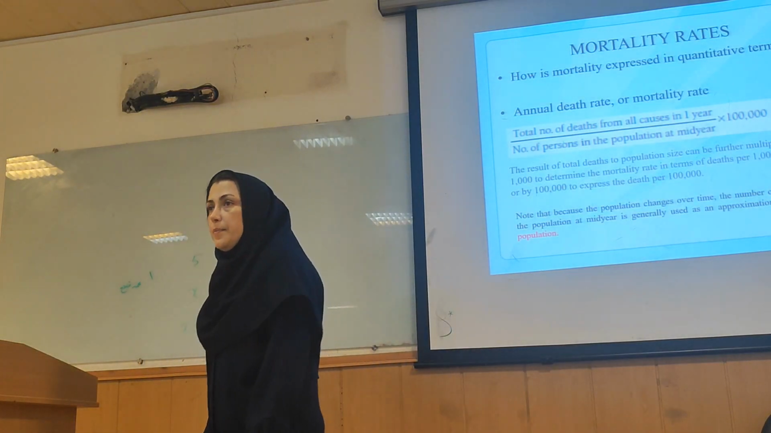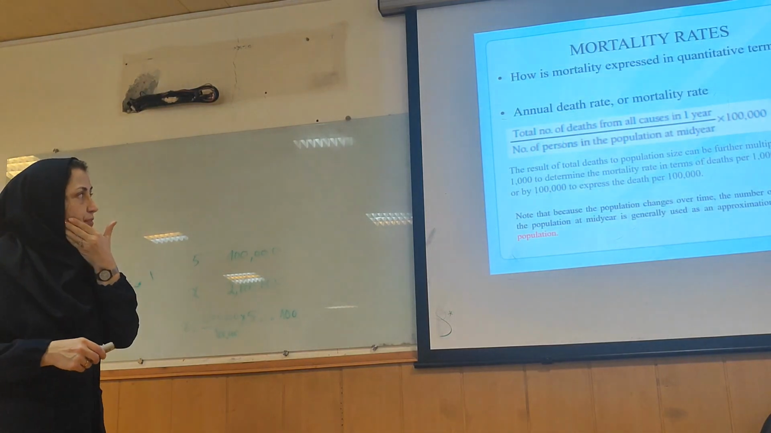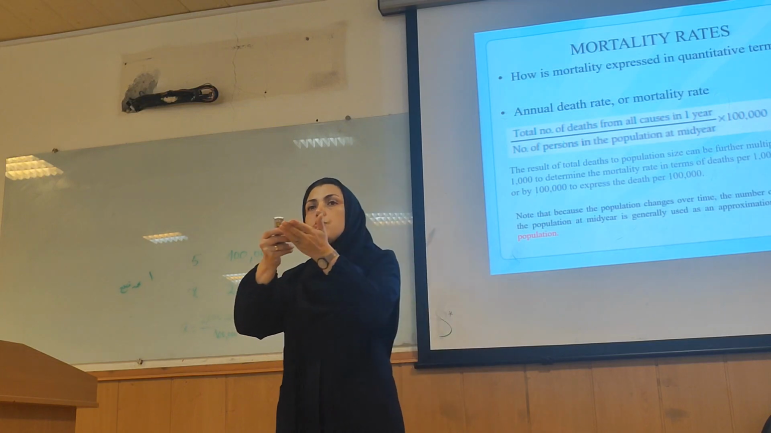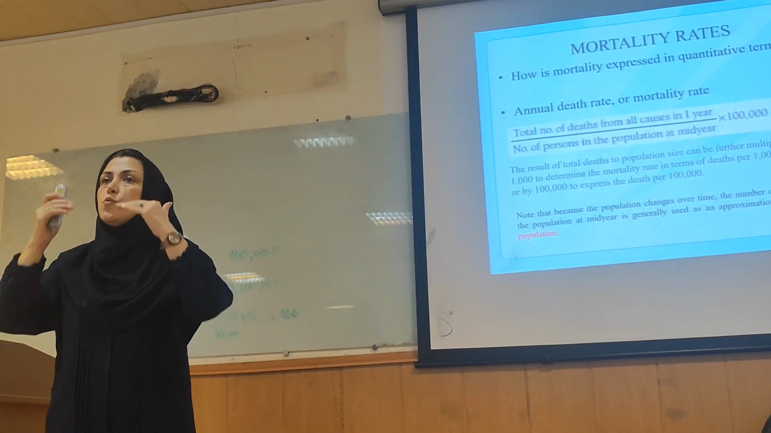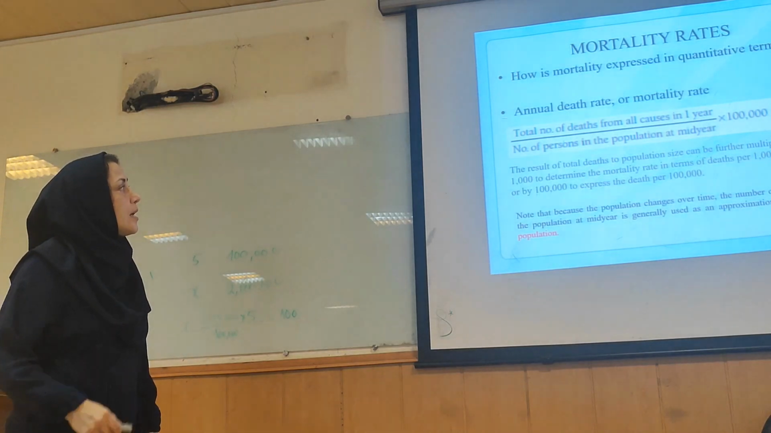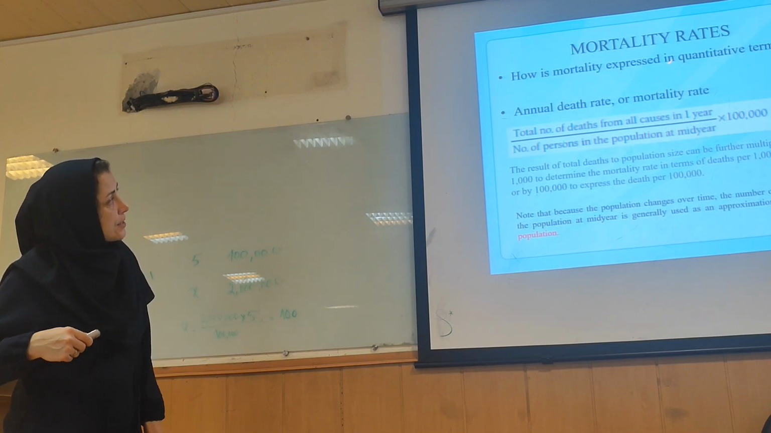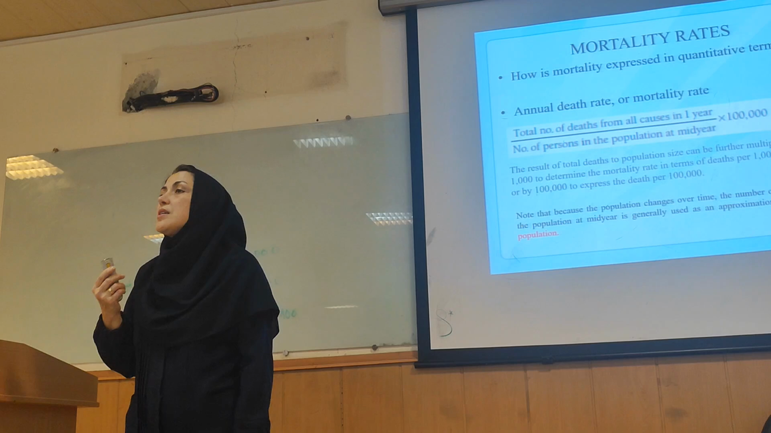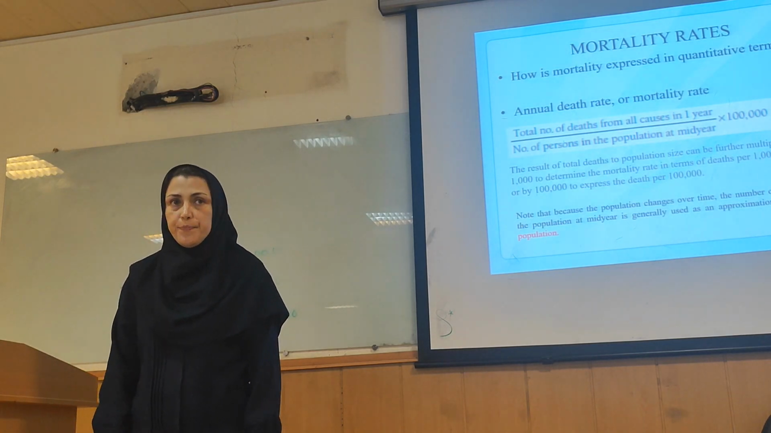Okay? As in the previous examples, you should have the population at risk, and you should have the number of deaths, and divide these two numbers together and find the mortality rate. So the denominator in this rate is population, not sick population, total population. Okay?